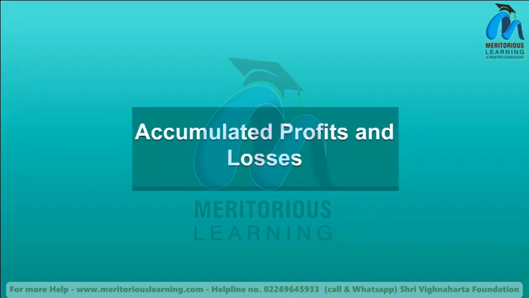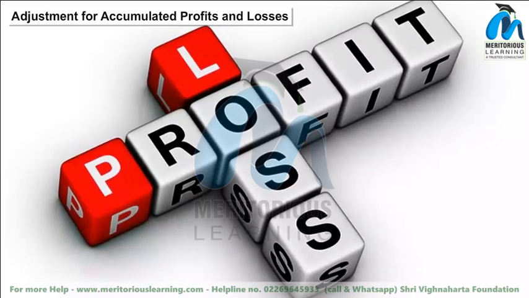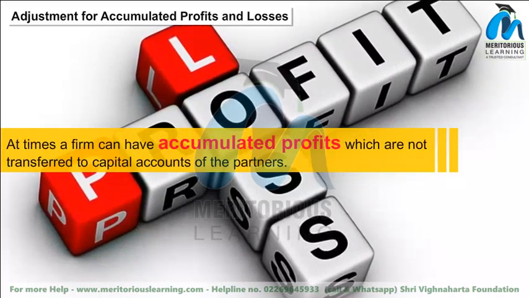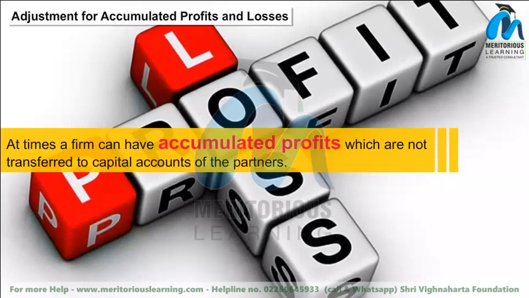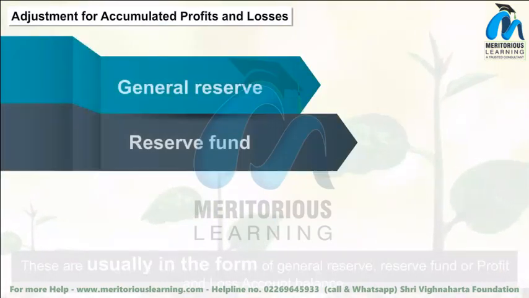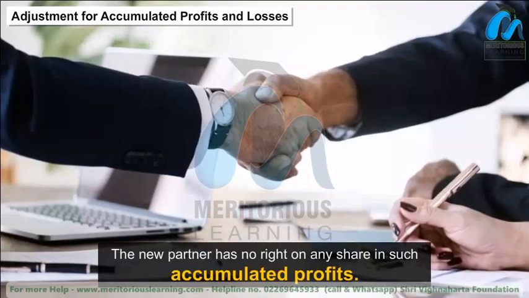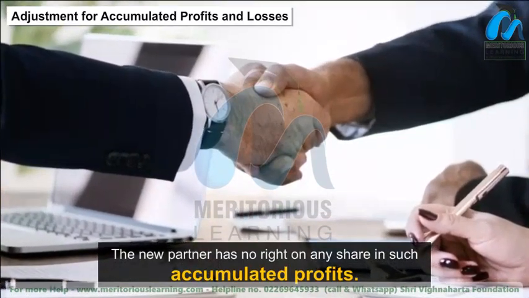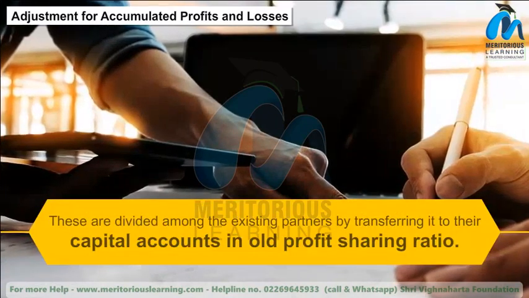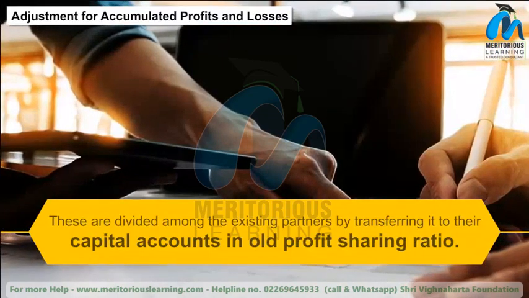Accumulated profits and losses. Adjustment for accumulated profits and losses. At times, a firm can have accumulated profits which are not transferred to capital accounts of the partners. These are usually in the form of general reserve, reserve fund, or profit and loss account balance. The new partner has no right on any share in such accumulated profits. These are divided among the existing partners by transferring it to their capital accounts in old profit-sharing ratio.